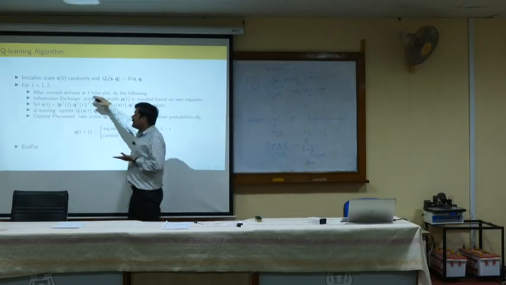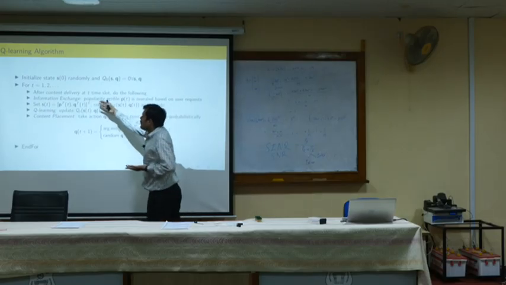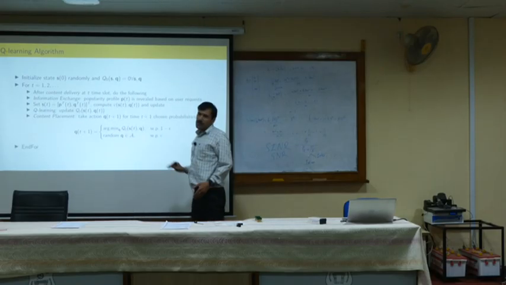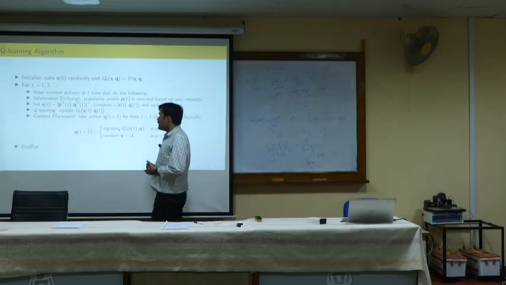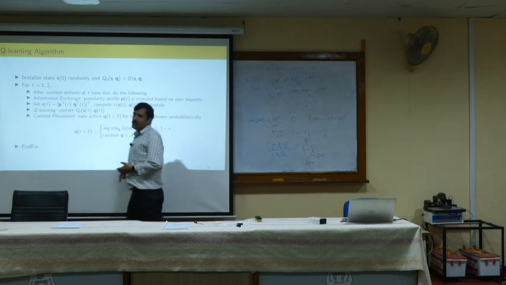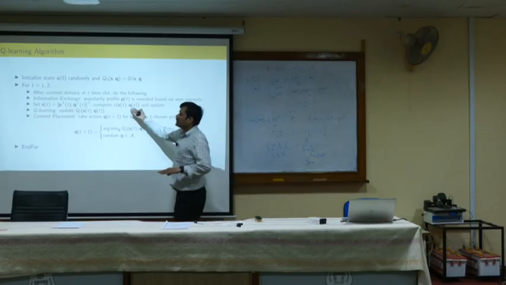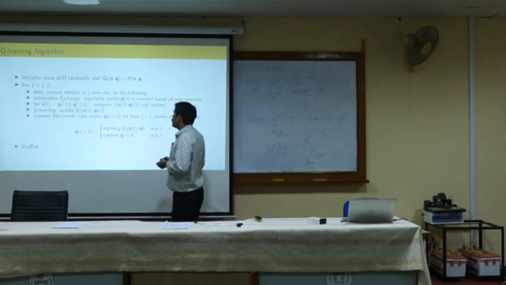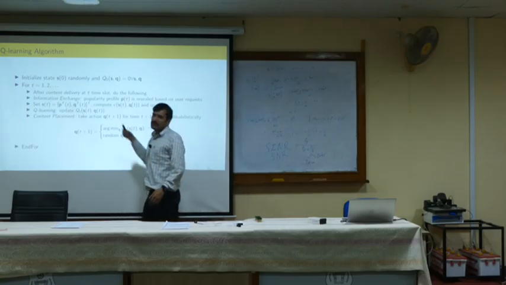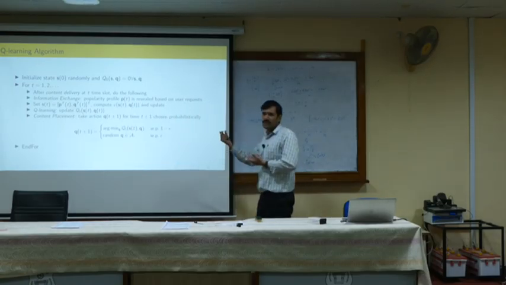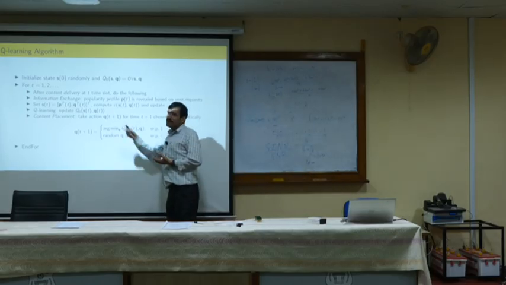After content delivery is done, we do information exchange. After information exchange, we will know the popularity profile, which is revealed based on the user request. Then we find out the state of the present system, and we compute the cost in terms of ASP. Then we update the Q values using the Q update equation that we have seen earlier. And after that we will do the content placement.